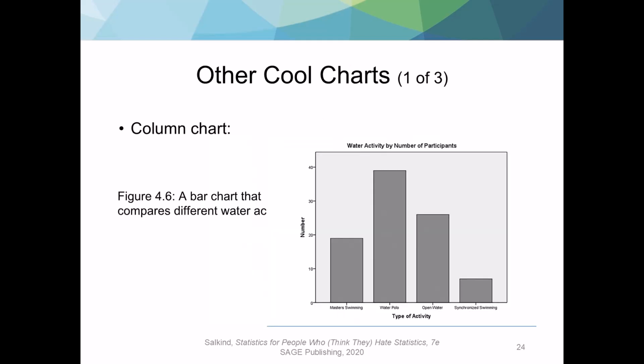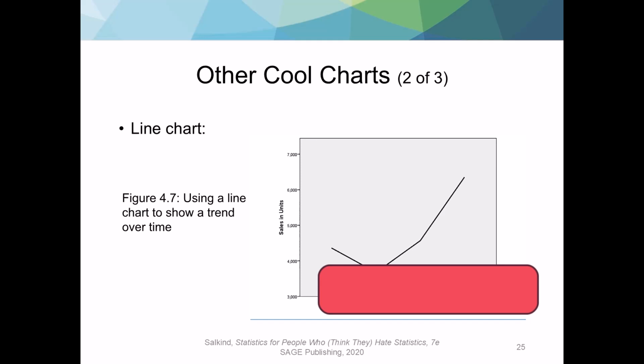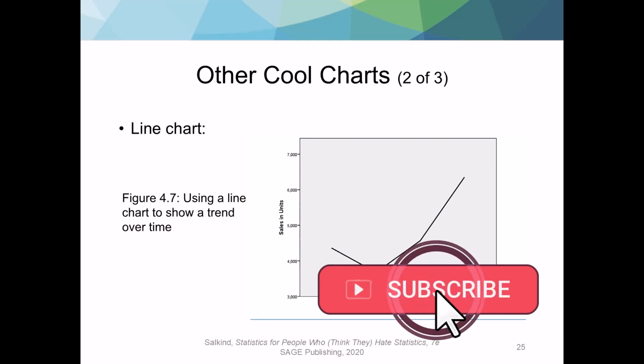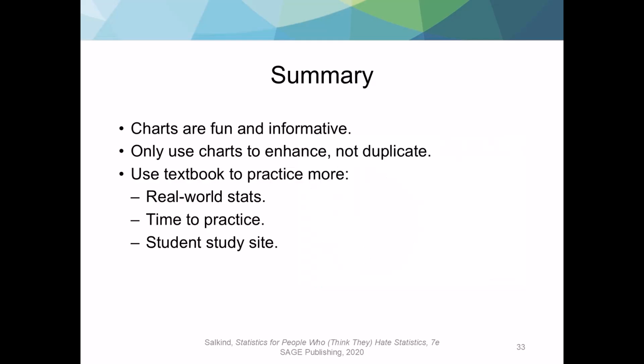Other useful chart types. Beyond histograms and polygons, several other charts are useful for representing data. Column chart, used to compare different categories such as the number of participants in various water activities. Line chart, ideal for showing a trend over time, like sales figures across different quarters. Pie chart illustrates the relative proportion of one category compared to others, such as voter preferences among different parties.